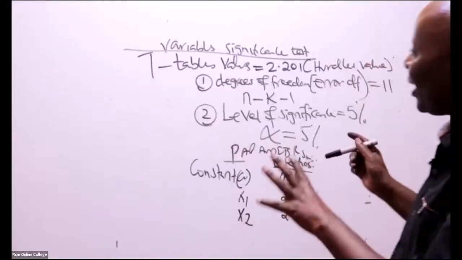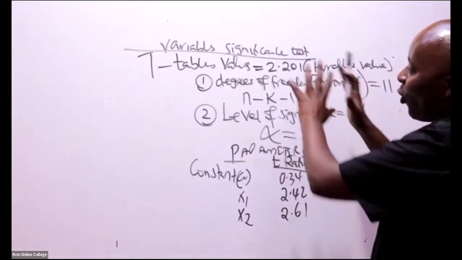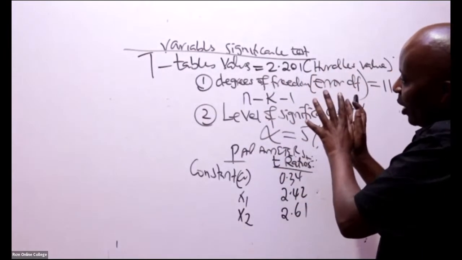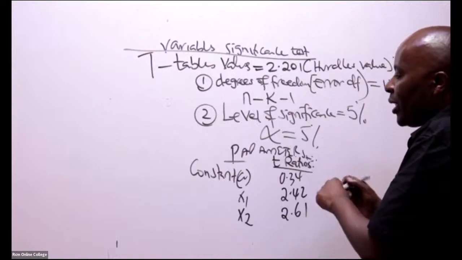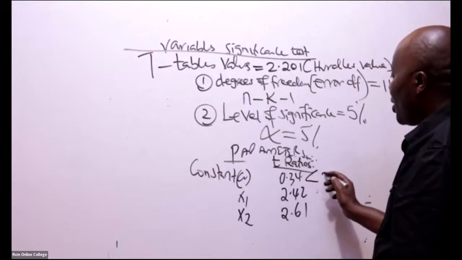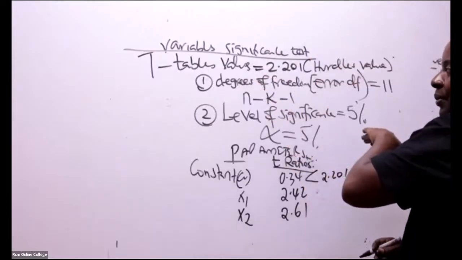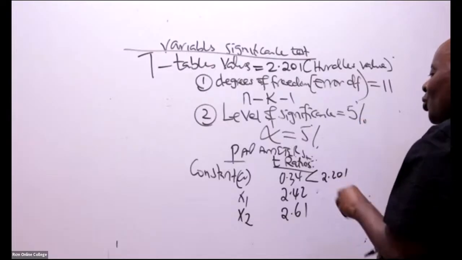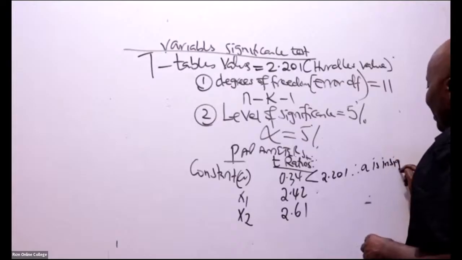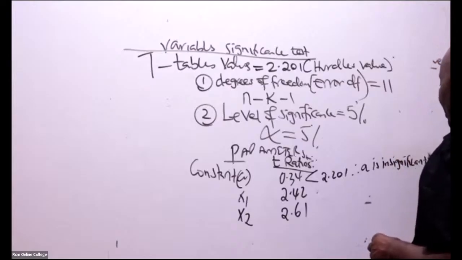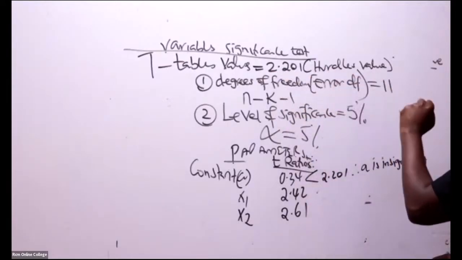So remember, we are using the t statistics, and the t statistics will always have what we call the t table value for all of them, which you've been able to read from the table, which is 2.201. This is the measure of significance. So now you can see this constant has a value below 2.201. It has not been able to pass over our hurdle. So it means that the A value is insignificant.